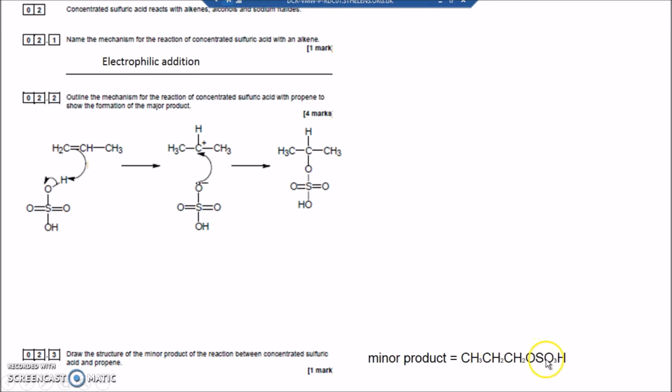So here the OSO3H, or you could draw it out like this again, but instead of it bonding to carbon number 2, it's bonded to carbon number 1, and then you've got CH2CH3.